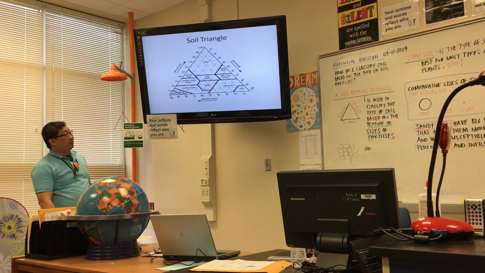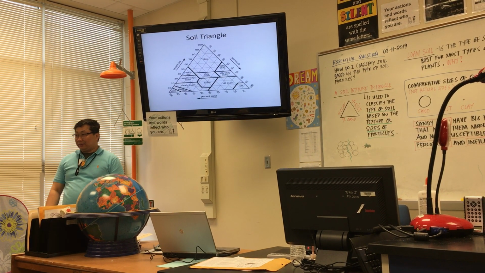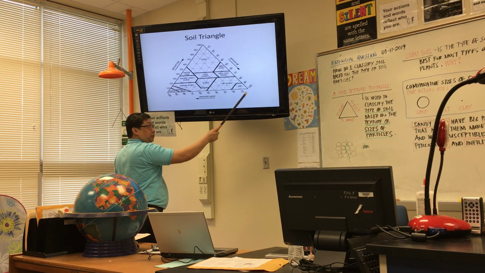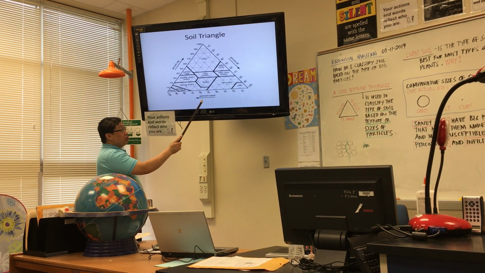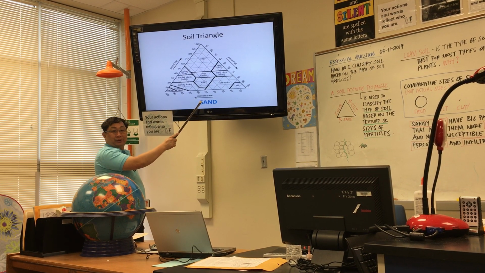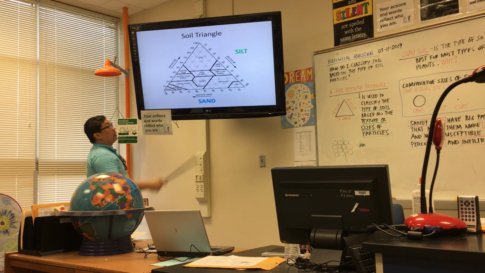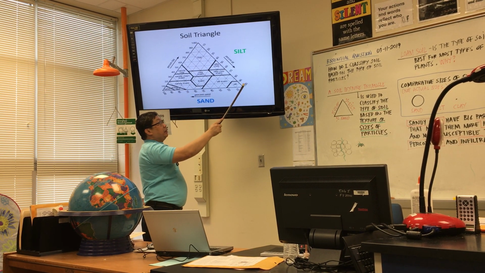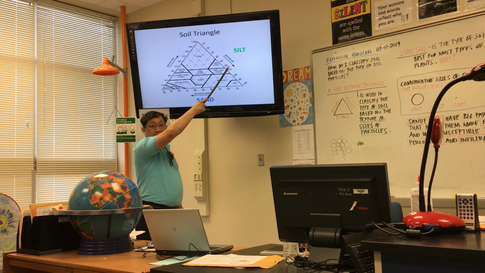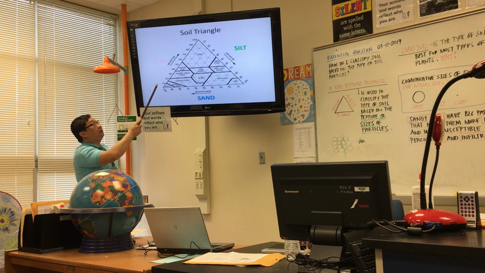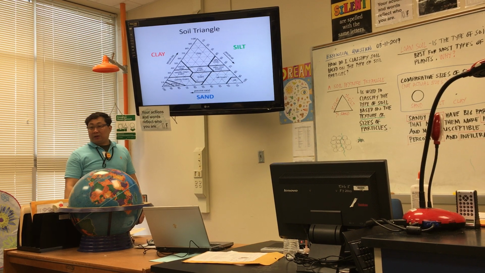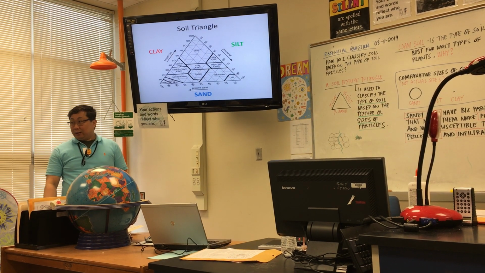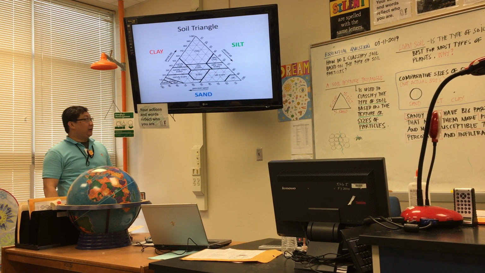You will see here that this is the soil triangle. Now, in the soil triangle, the bottom one from the right going to the left shows us the percent of sand. Okay? Now, while on the right side, from the top going to the bottom, it shows us the percentage of silt. And then on the left side, we have the percentage of clay. There are different types of soil shown in the soil triangle.